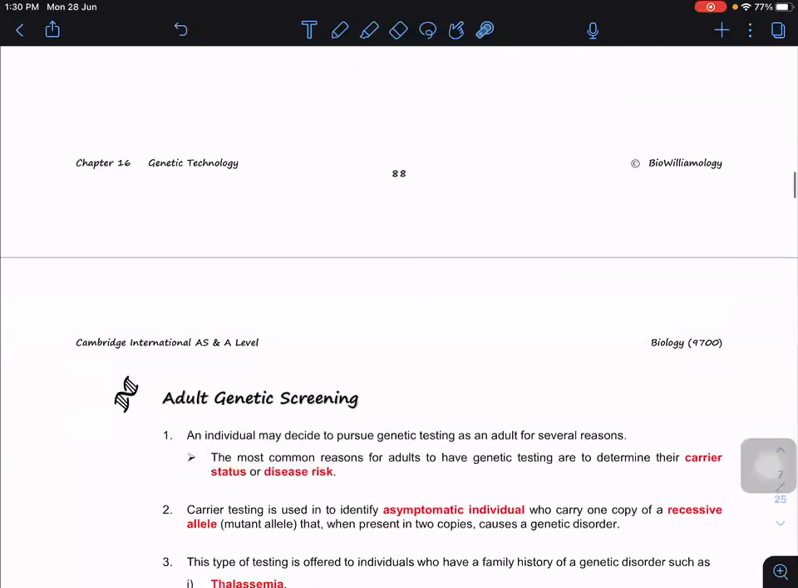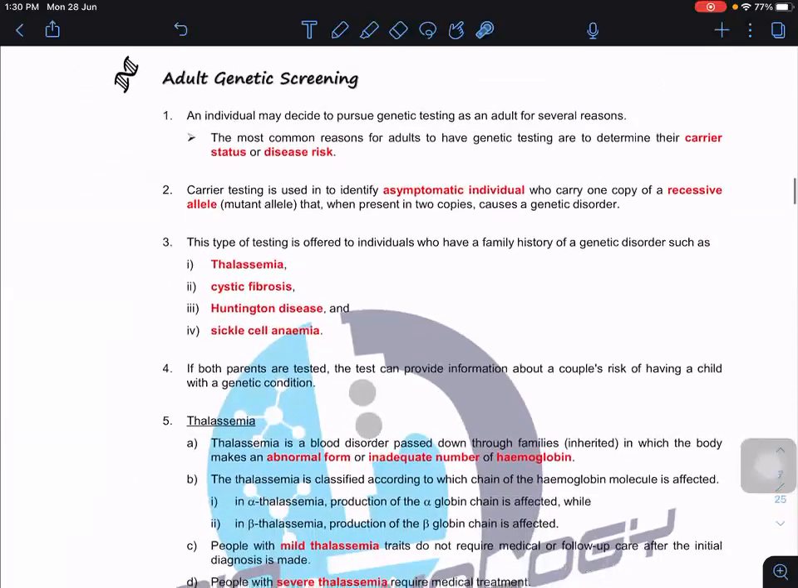Okay, so we're going to start with the first one, adult genetic screening, and why it is carried out. The most common reason for adults to have genetic testing is that they want to know whether they are carriers or not. As I said, some of the diseases are recessive disorders. Recessive disorder means that if you have one copy of the dominant allele, the dominant allele will mask the recessive allele, so you won't see the disease. But when two carriers have children, there is a 25% chance that the offspring will have the disease.